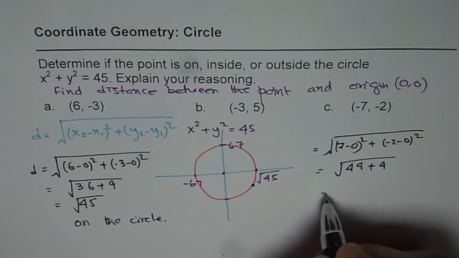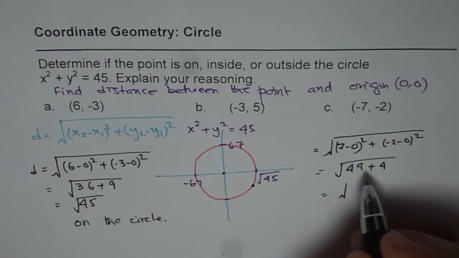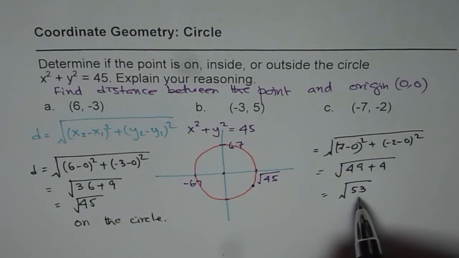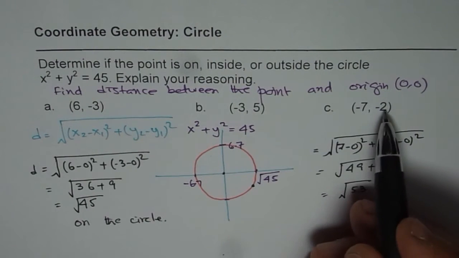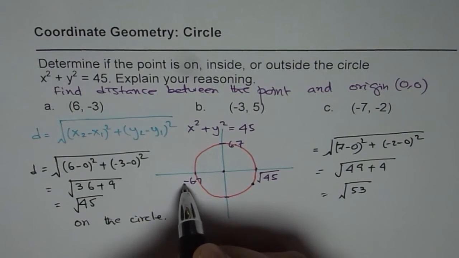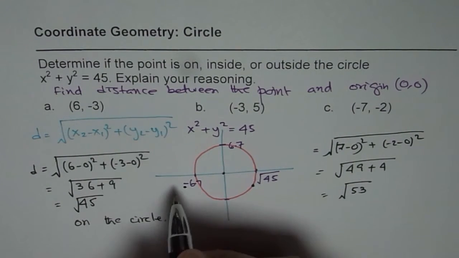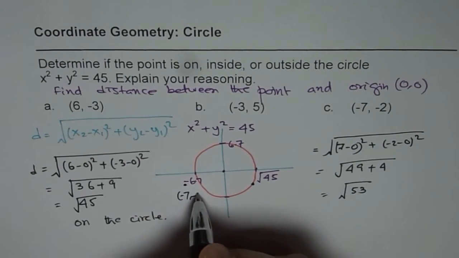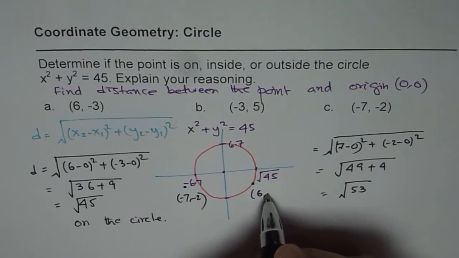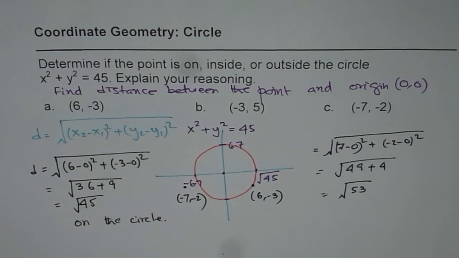Now in this case it is greater, correct? So it is 49 plus 4 is 53. So working in square root really helps. So minus 7 minus 2 will be kind of outside. Let us say somewhere here. So this point is minus 7 minus 2 for you, which is going to be outside. And that point is 6 minus 3, which is on the circle. So the next point you can actually calculate and figure it out where it lies. That should be a good practice for you.